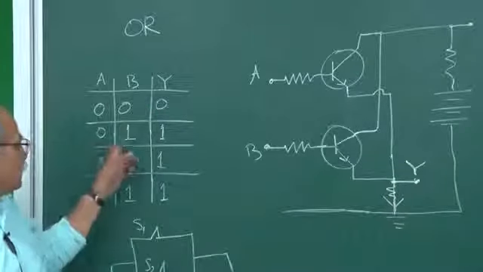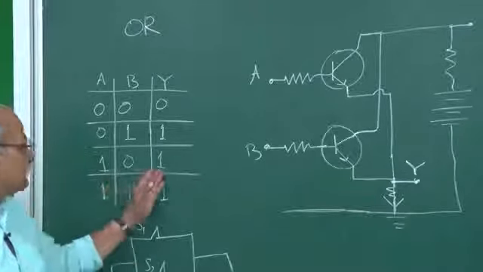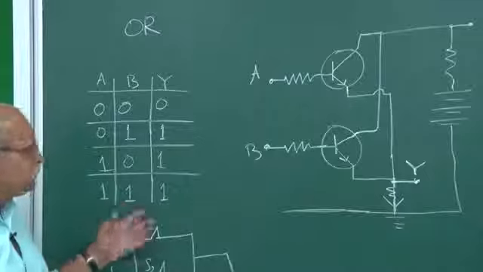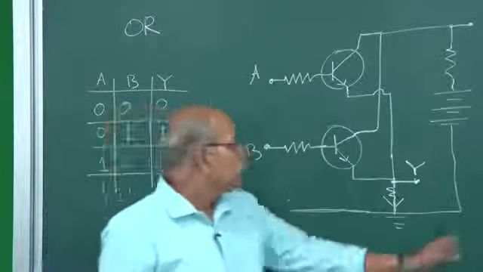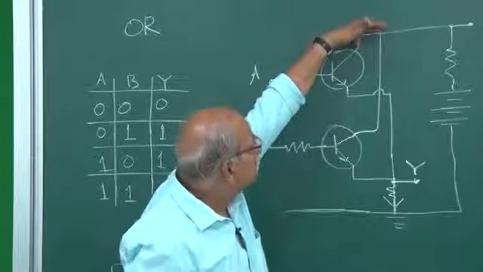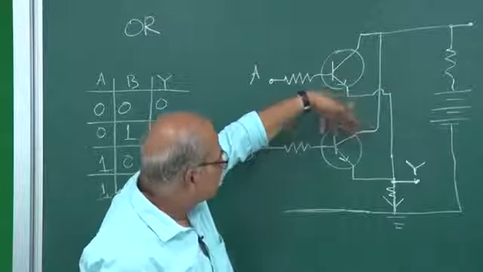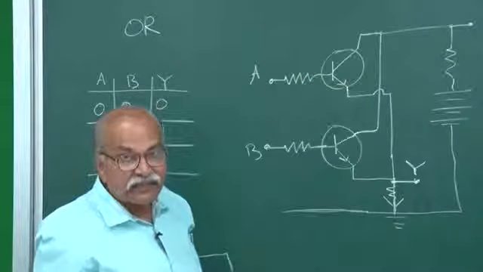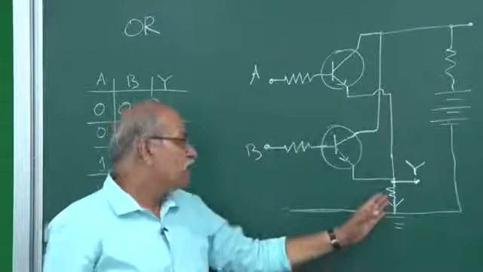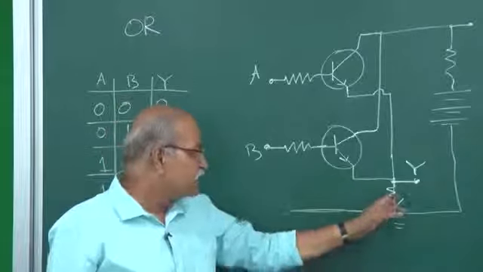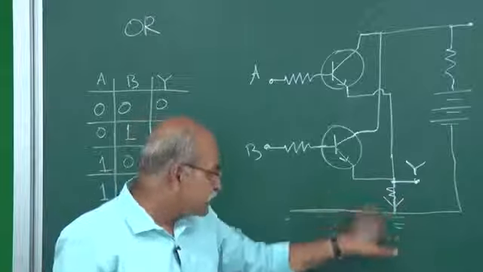So 0 1 will give you 1, and similarly 1 0 will give you 1, and 1 1 will also give you 1. If this is also conducting, there will be a division of current. One current will go through this line, one current will go through this line. So that's fine, it's perfectly all right. So in both cases, you have a current here, and if you have a current here, the output here will be high. This is 0 and the current direction is this.